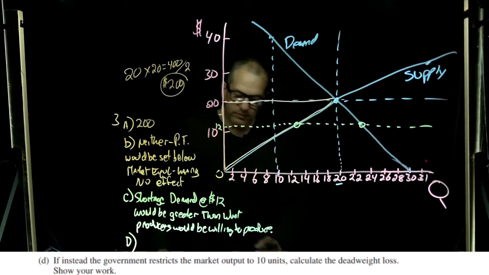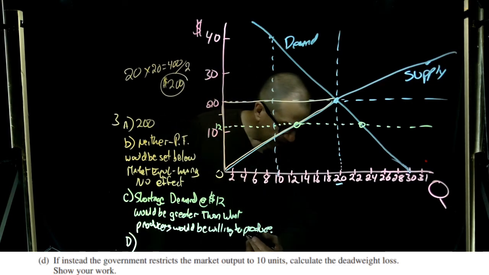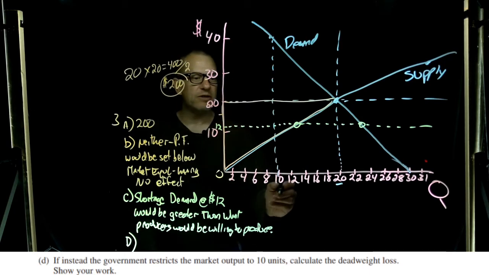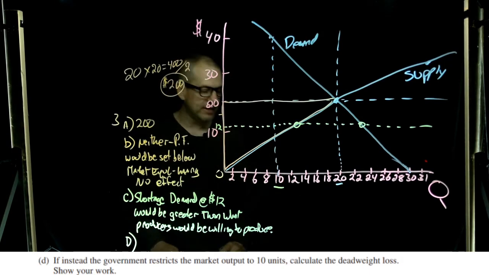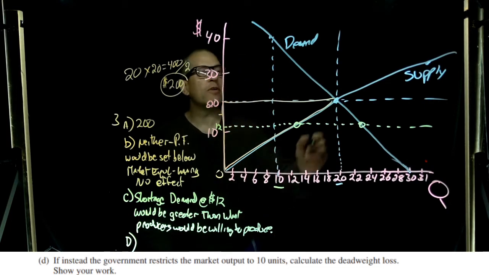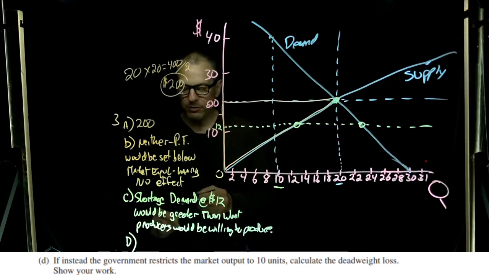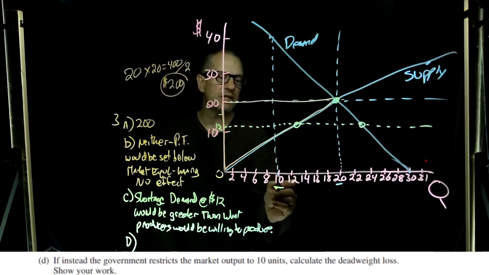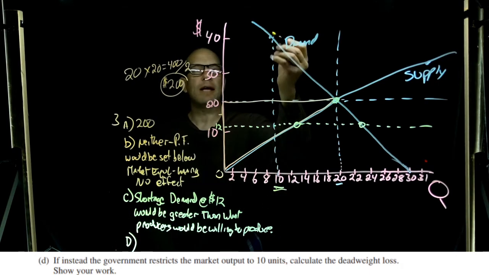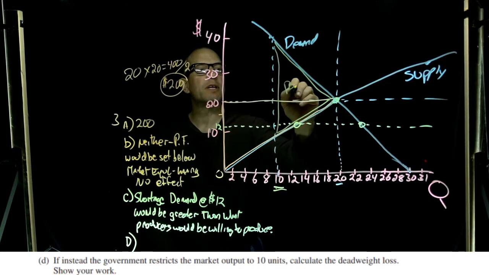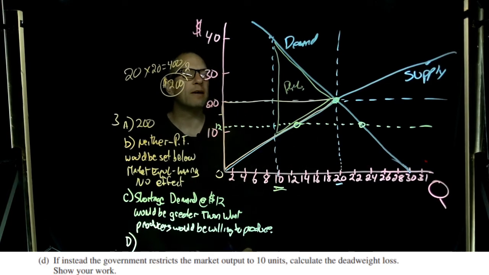D, if instead the government restricts the market output to 10 units, setting that limit at 10, it says, calculate the deadweight loss, show your work. Well, this is where the market equilibrium is at, and what's happening is here, since the government imposes this 10 unit quantity limit, this amount in the marketplace would be lost. This would be considered the deadweight loss right here.